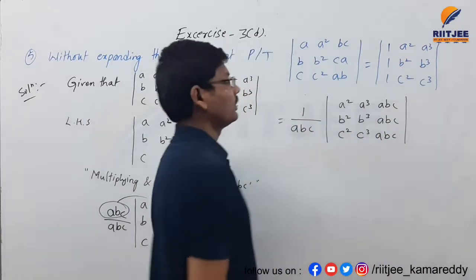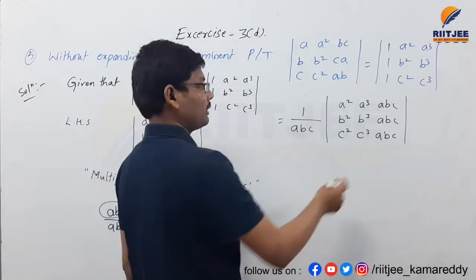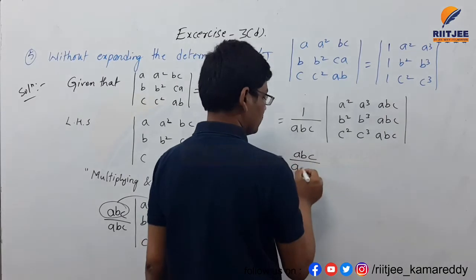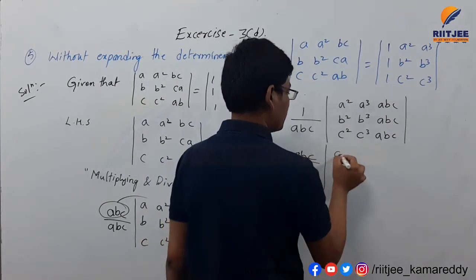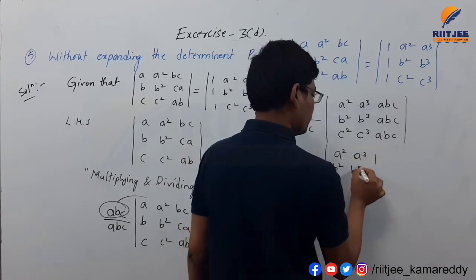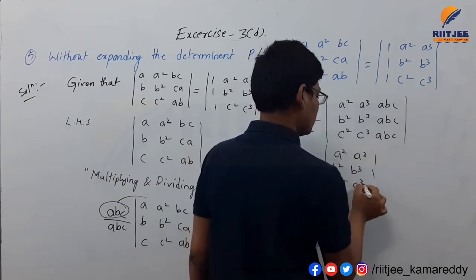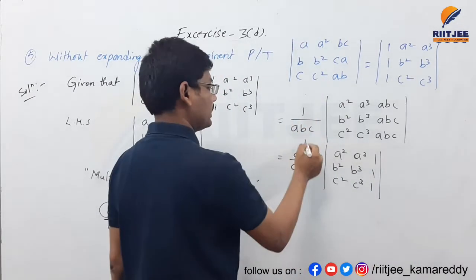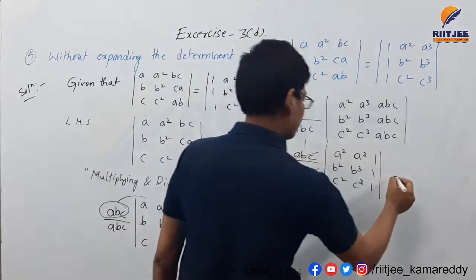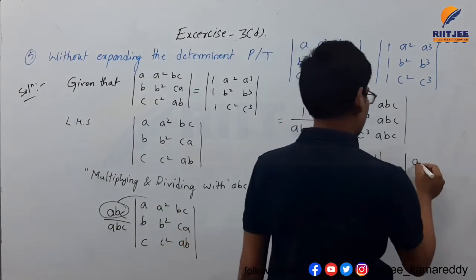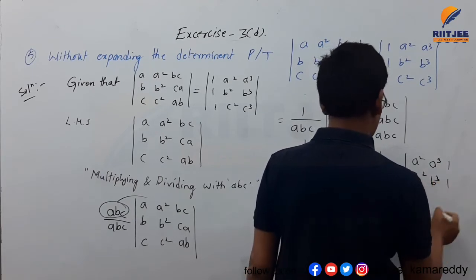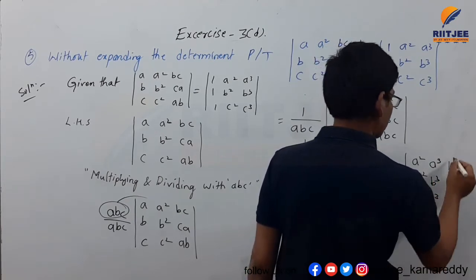Among all, in column 3 here, I am taking ABC as common again. So I am taking ABC common back. Then what will happen here? A square, A cube, 1; B square, B cube, 1; C square, C cube, 1. So ABC gets cancelled. The final one is here: A square, A cube, 1; B square, B cube, 1; C square, C cube, 1.